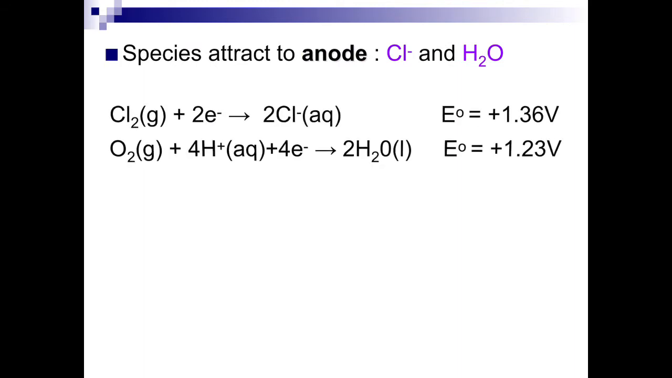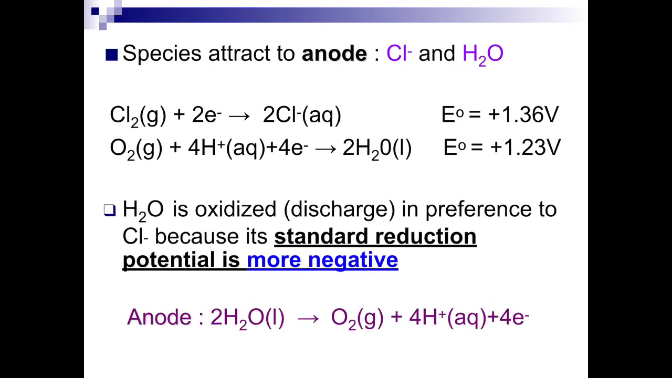The species attracted to the anode are Cl minus and H2O. Again, we will look at their SRP values. For Cl, the value is positive 1.36, and for water, it is positive 1.23. Please note here that the equation and values for water are different for cathode and anode. Make sure you select the correct equation and values for water.